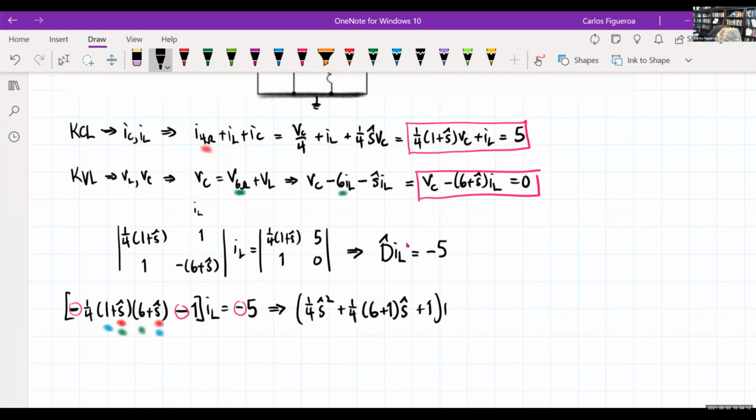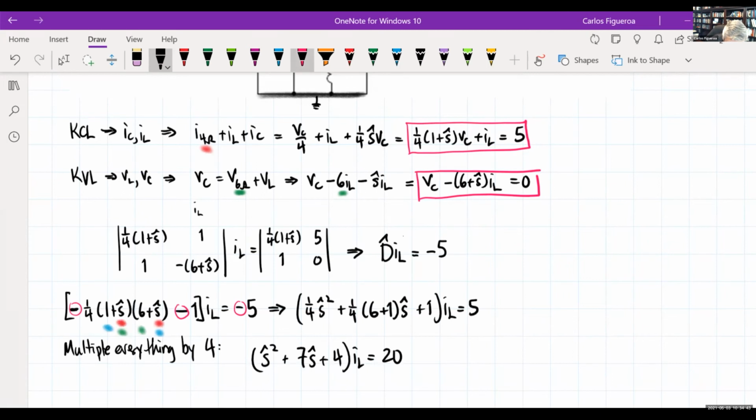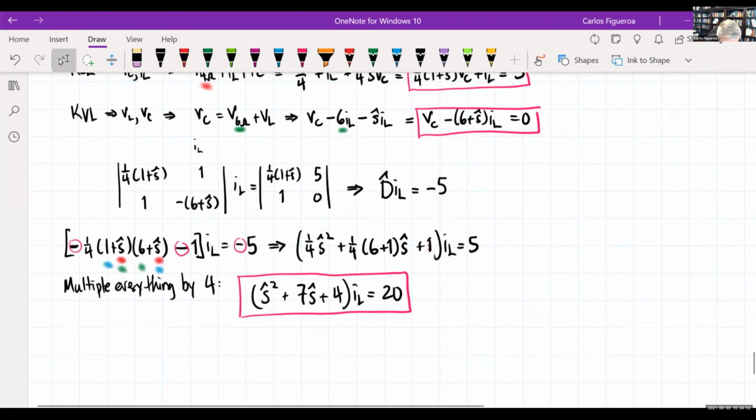Okay, so this is IL, times 5. So what I'm going to do here is multiply everything by 4. If I do that, I'm going to get S hat squared, S hat plus 4, and that should be 20. Let's say that this is it. Let's go check it, assuming I didn't do anything silly. Okay, so here's my second order equation. So now let's go do the check.